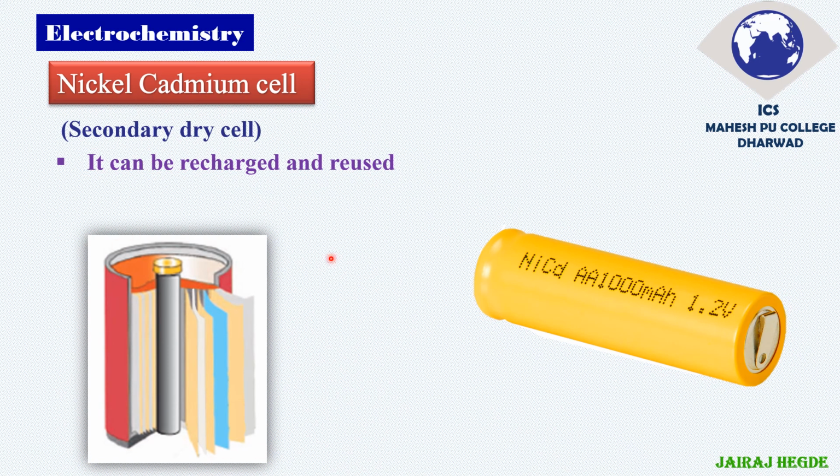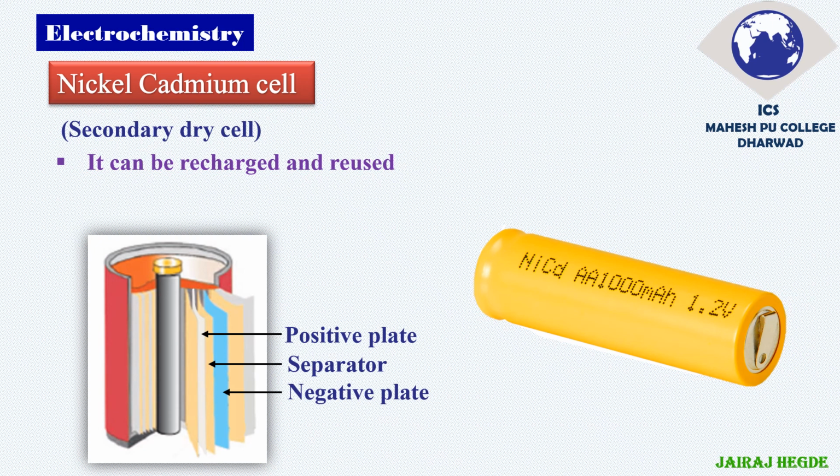This is what a nickel cadmium cell looks like. The outer part is exactly similar. A positive plate is there and a negative plate will be there, and the positive and negative plates are separated by a separator. The positive plate acts as cathode and the negative plate acts as anode.